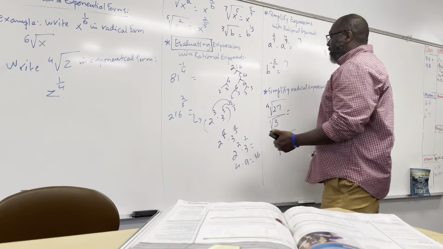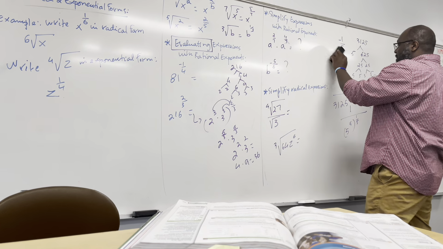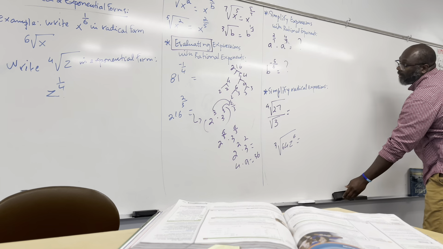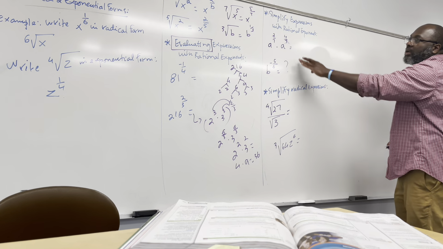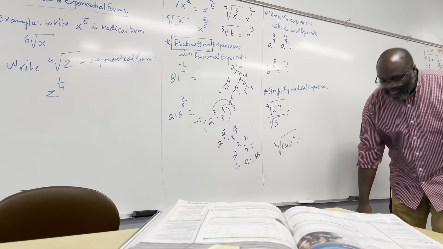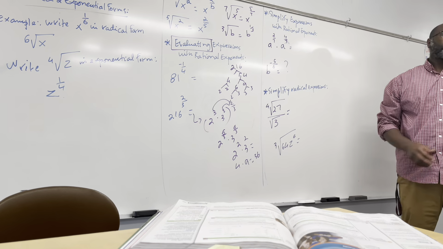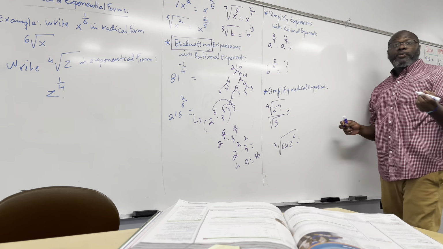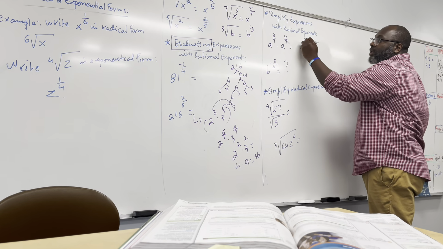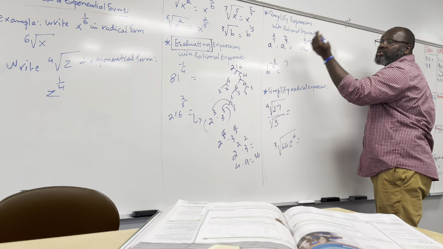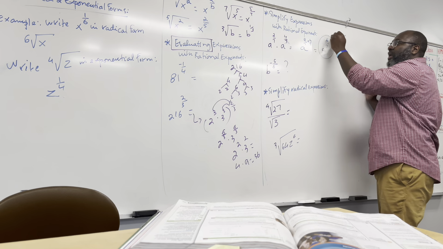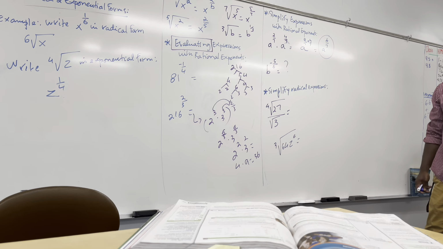All right, so now the next thing we're going to learn is how to simplify expressions with rational exponents. Now the first one is pretty straightforward. I have a to the 2 sevenths times a to the 4 sevenths. Since the base is the same, I can add the exponents. So this becomes a to the 2 sevenths plus 4 sevenths, which is a to the 6 over 7, and I'm done with this one.